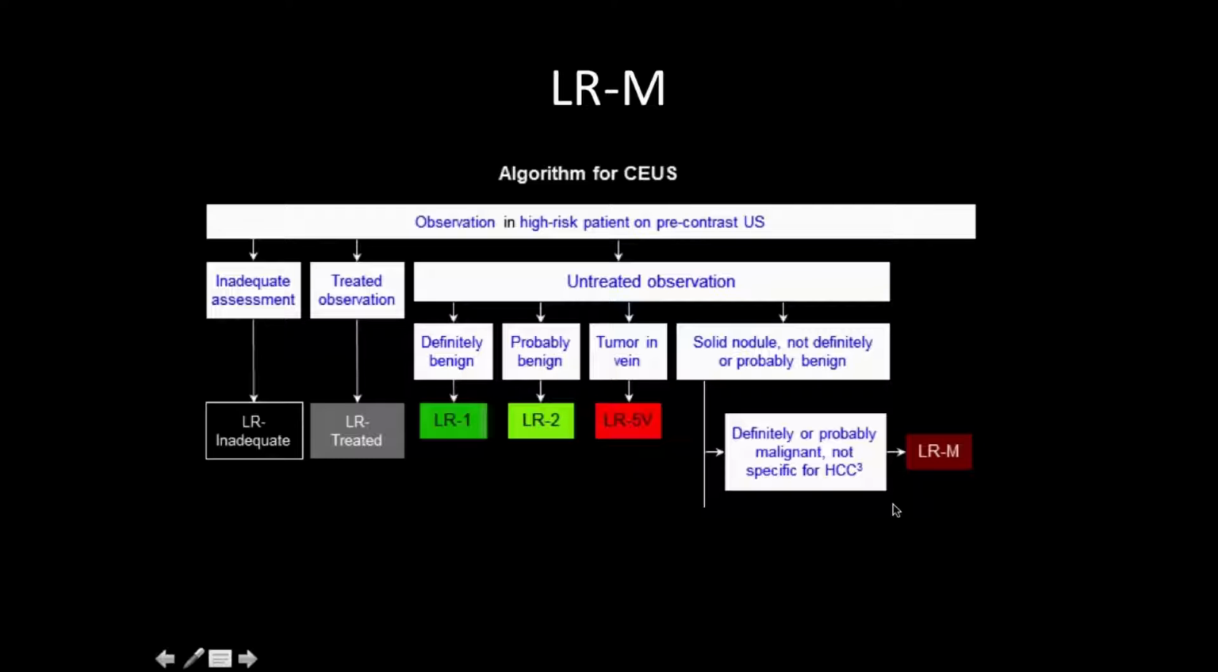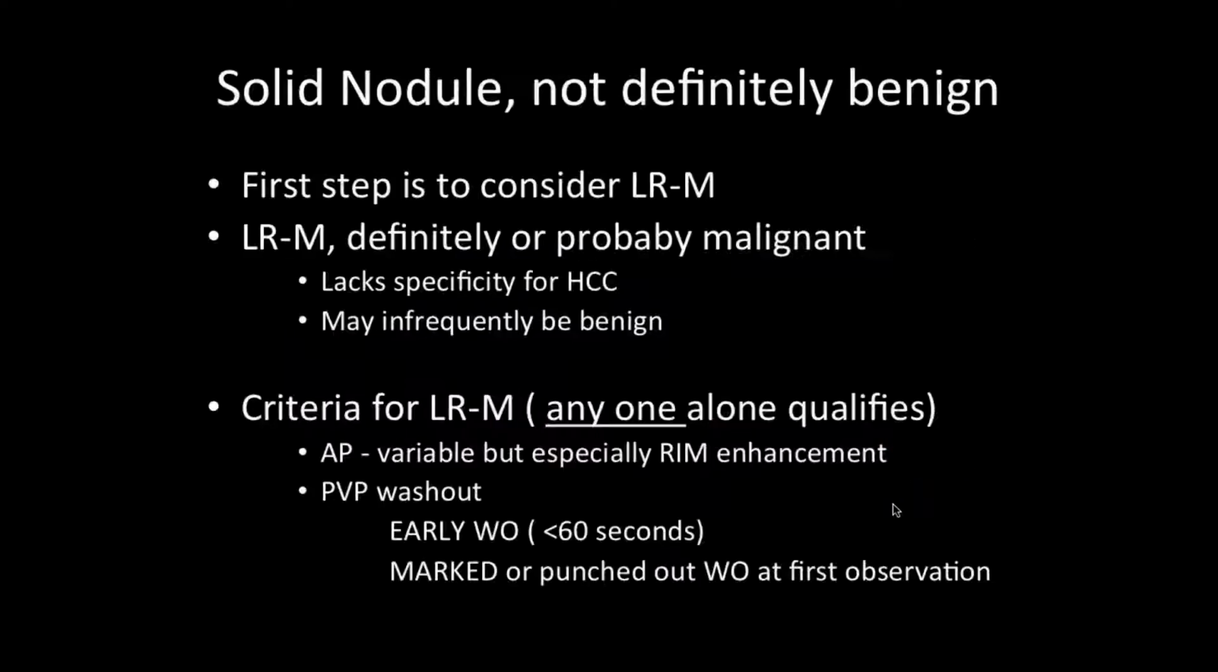And so LRM is a group of lesions that have malignant enhancement characteristics, so that they're either definitely or probably malignant. However, they are not specific for hepatocellular carcinoma. So let's look and see what we have when we're looking at LRM, a very important category. So this lacks the specificity for hepatocellular carcinoma.